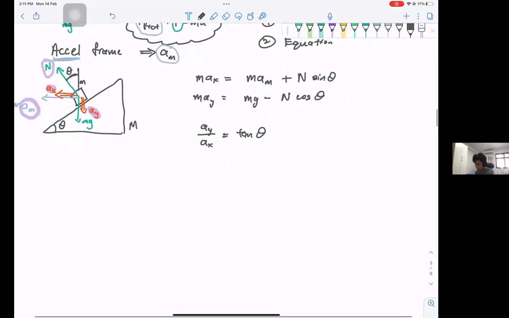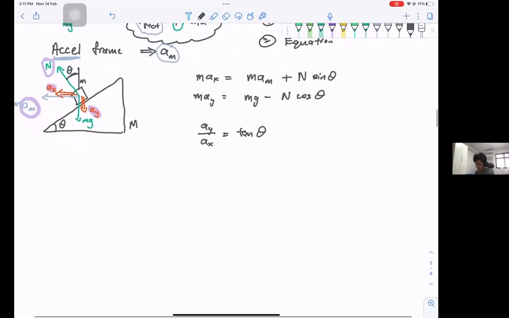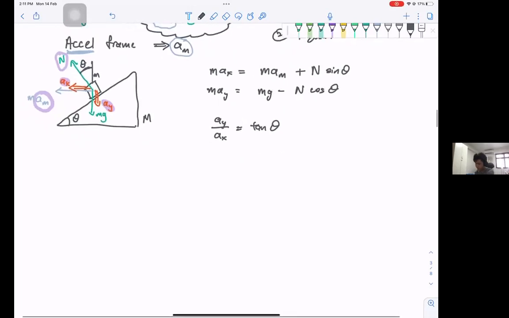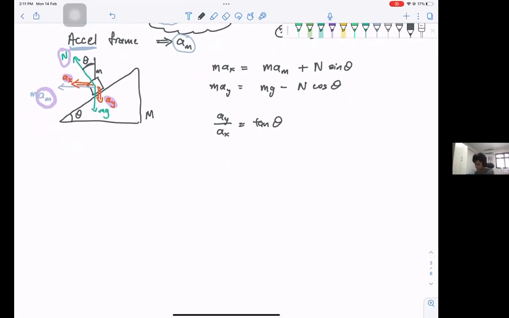Yeah, so the simplicity of this third equation is due to the fact that the block in this accelerating reference frame is stationary. Sorry, the wedge in the accelerating reference frame is stationary. And lastly, there's one more equation and it involves n.